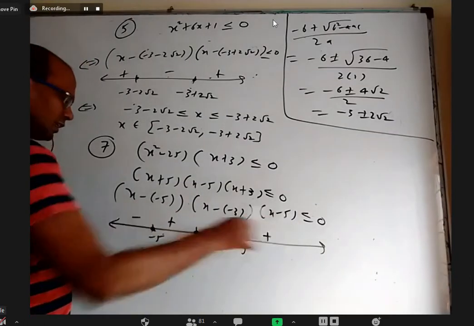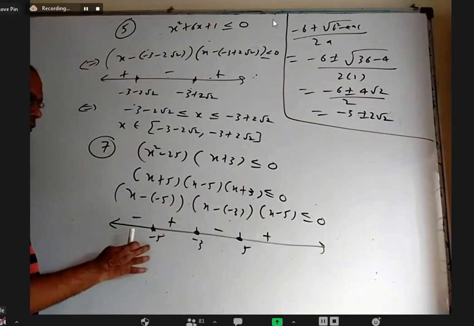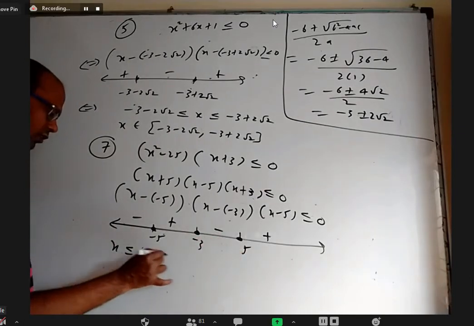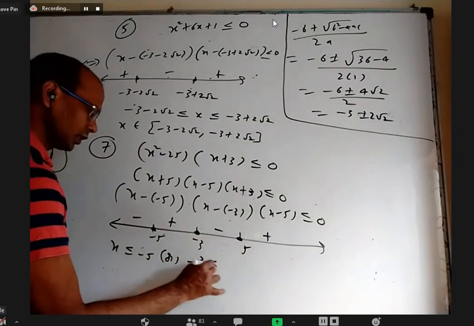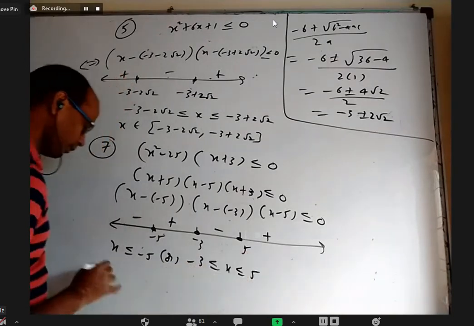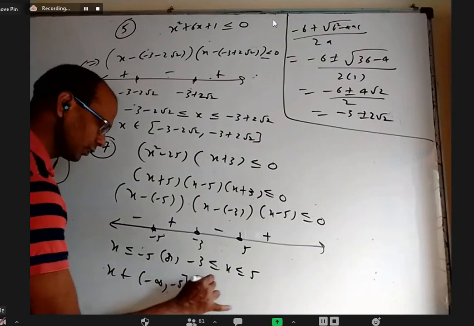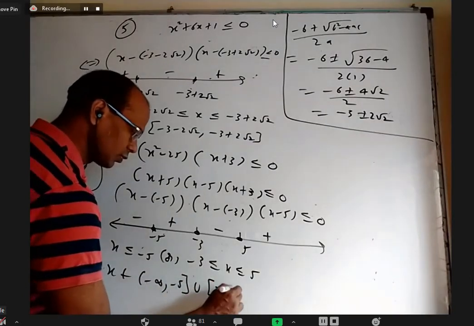And we want less than here and here, including minus 5, including minus 3, including 5. So x less than or equal to minus 5, or minus 3 less than or equal to x less than 5. That is, x belongs to minus infinity to minus 5 closed, union minus 3 to 5.